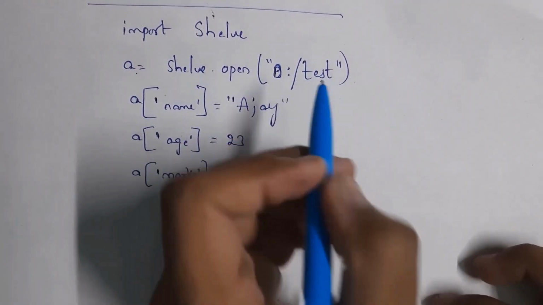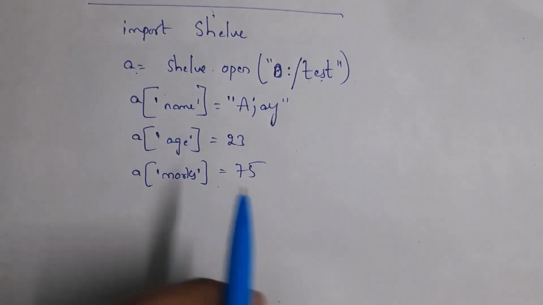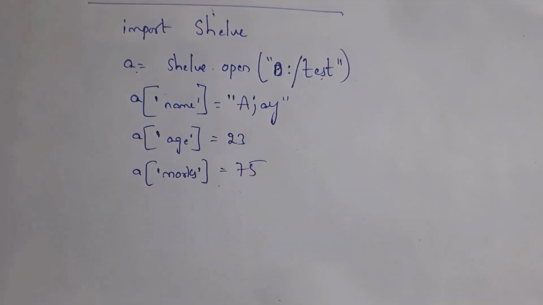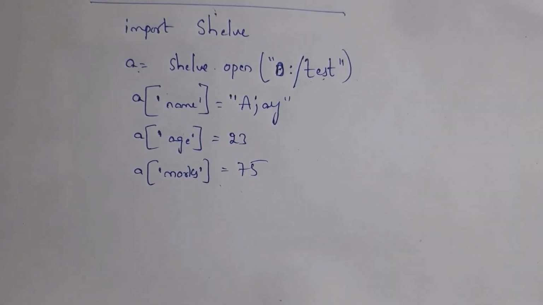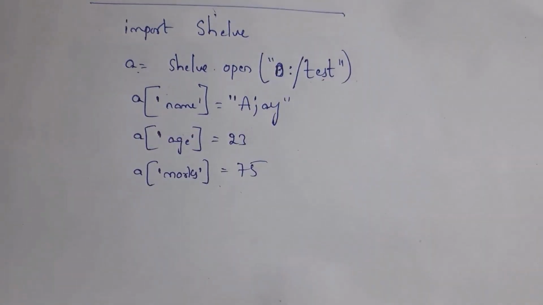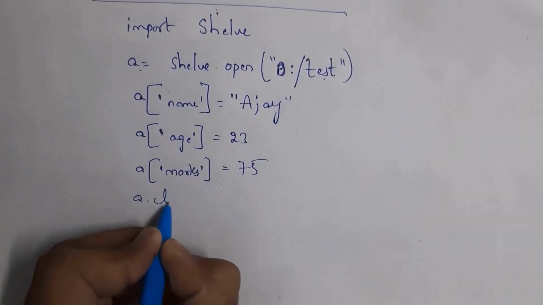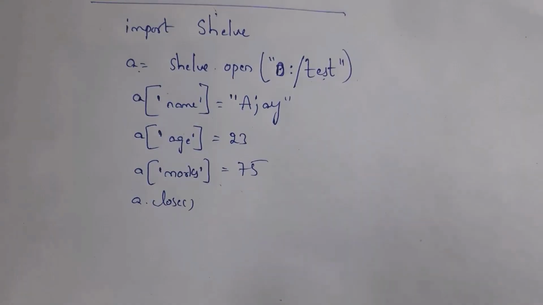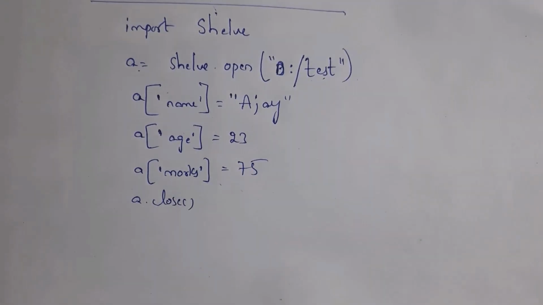Now inside this database I want to store a dictionary, with name Ajay, age 23 and marks 75. My database is present in object A, so write a of name equal to Ajay. And similarly, a of age equal to 23 and a of marks equal to 75. After performing this operation, at last we need to close our database. My database is present in object A, so just write a.close. Whenever you run this code, it will create a database with the name test and add the dictionary name Ajay, age 23 and marks 75 inside my database. And at last we close our database by using a.close.